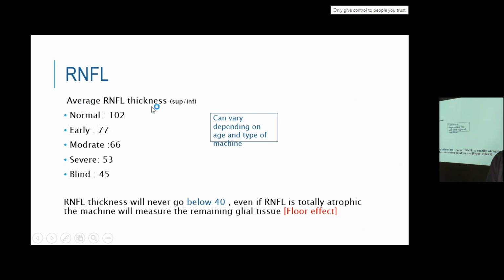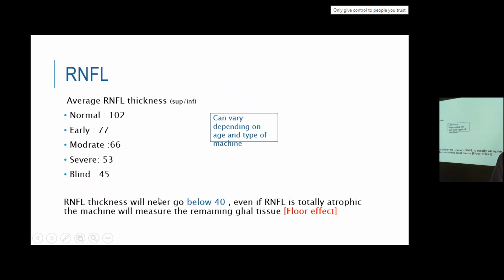So the average nerve fiber layer thickness, superior or inferior, is roughly around 102 for a normal patient, 77 for early glaucoma, 66 for moderate, 53 for severe, and 45 for a blind patient with advanced glaucoma. It can vary depending on the age and the type of machine.